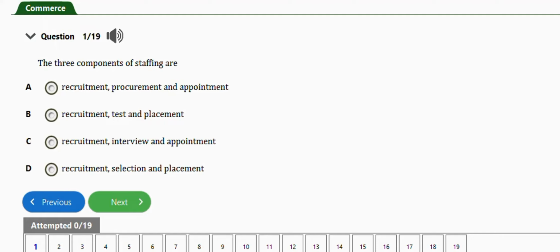Let's get started. The first question says the three components of staffing are: recruitment, procurement, and appointment; recruitment, test and placement; recruitment, interview and appointment; recruitment, selection and placement. So the right answer is option D, which is recruitment, selection and placement.